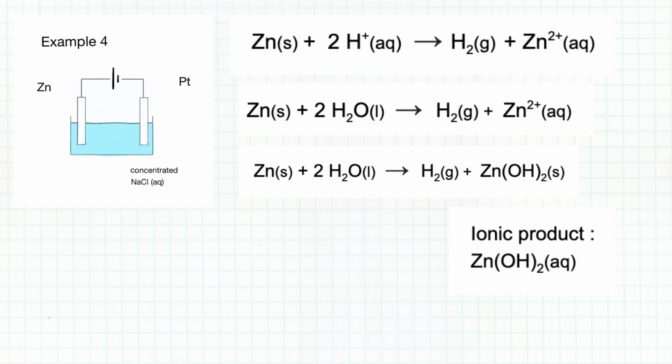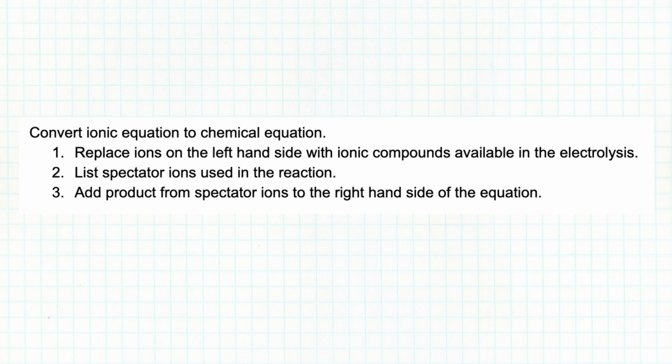In part 4, we learn how to convert ionic equation to chemical equation. This is done by doing 3 easy steps. Step 1. Replace ions on the left-hand side with ionic compound available in the electrolysis. Step 2. List spectator ions used in the reaction. Step 3. Add product from spectator ions to the right-hand side of the equation.